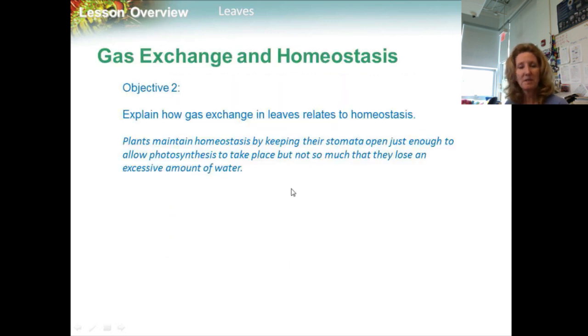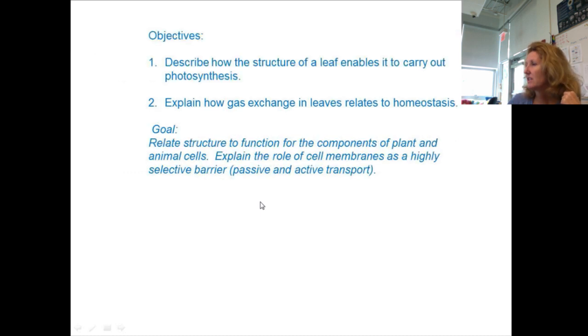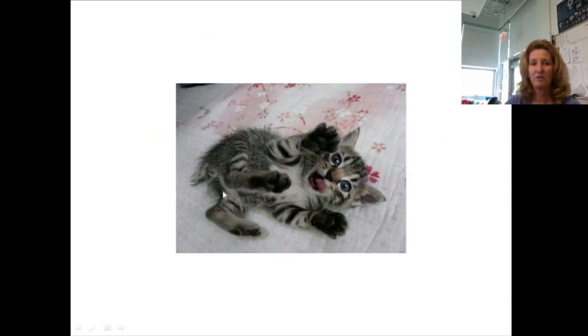So objective 2 is to explain how gas exchange in leaves relates to homeostasis. Well, plants maintain homeostasis by keeping their stomata open just enough to allow photosynthesis to take place, but not so much that they lose an excessive amount of water. So our two objectives were to describe how the structure of leaves enables them to carry out photosynthesis and also to explain how gas exchange in leaves relates to homeostasis. And they both help us to relate to our goal for this lesson. And there's a cute little picture of a kitty.